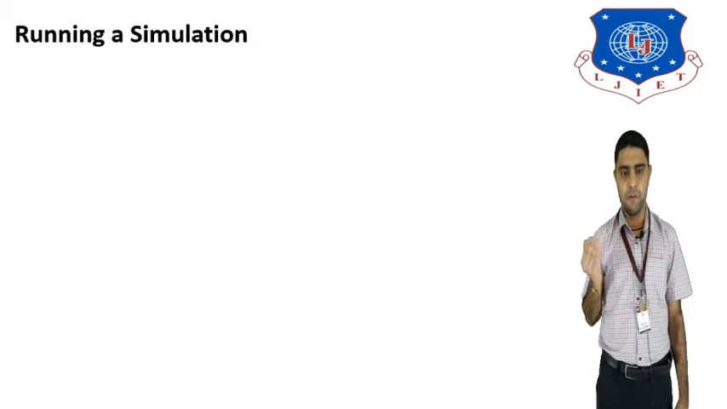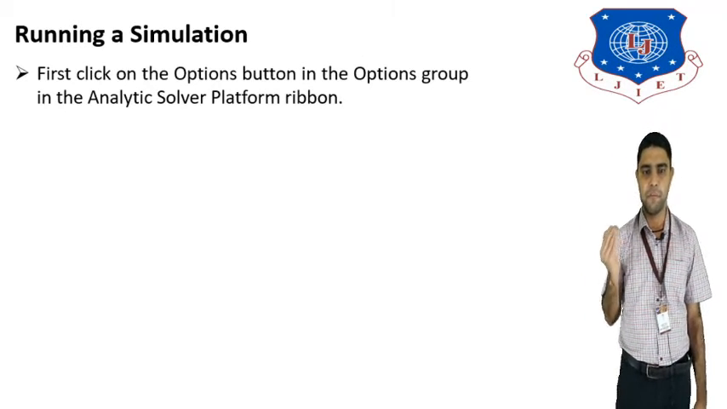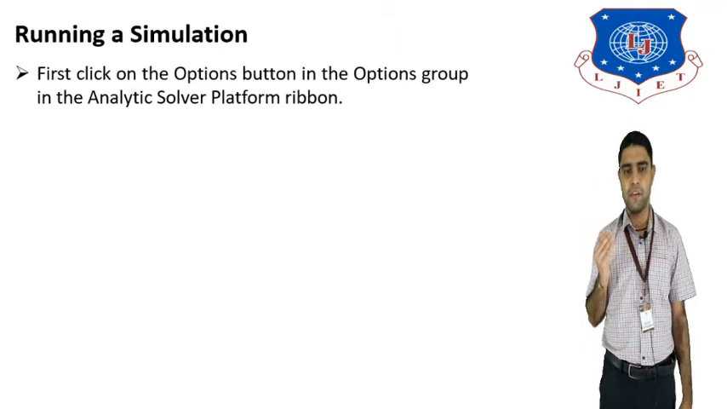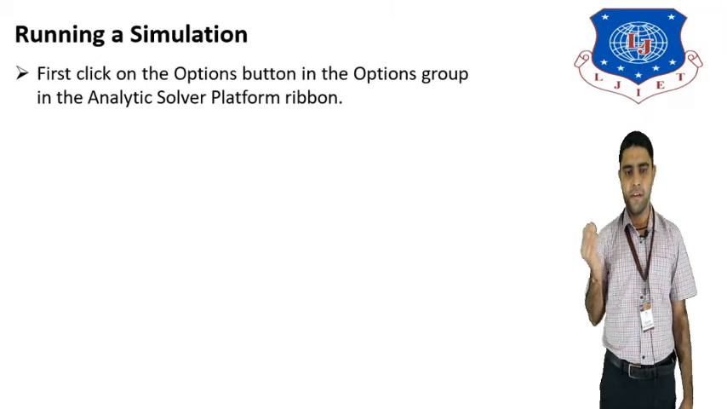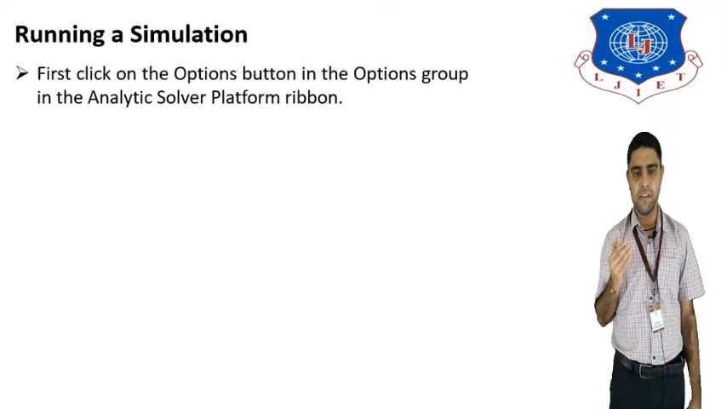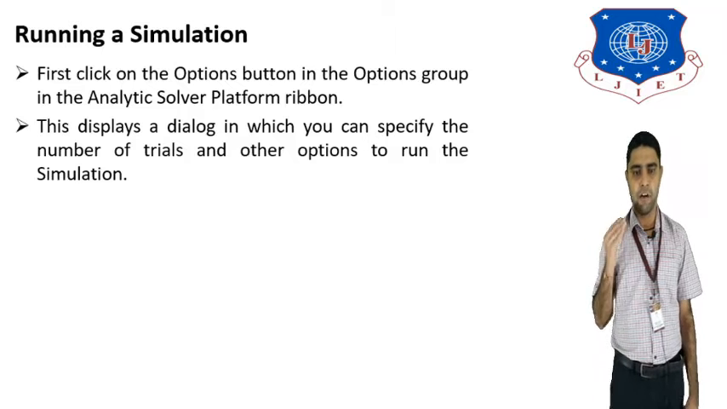So to run the simulation, we will click on the option button. The option button is in the Analytic Solver platform. So first we click the option, then we set the number of trials, and then the result will be interpreted. So we click the option button, then we select the run simulation button. This displays a dialog box. One dialog box will be opened.